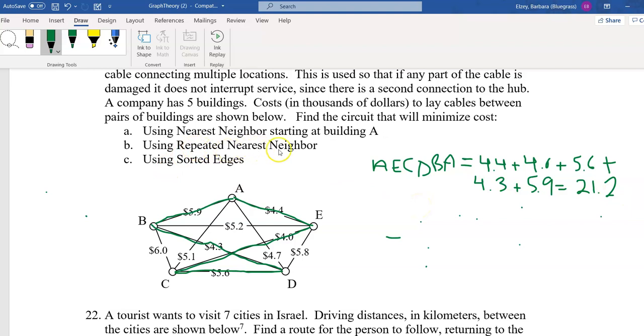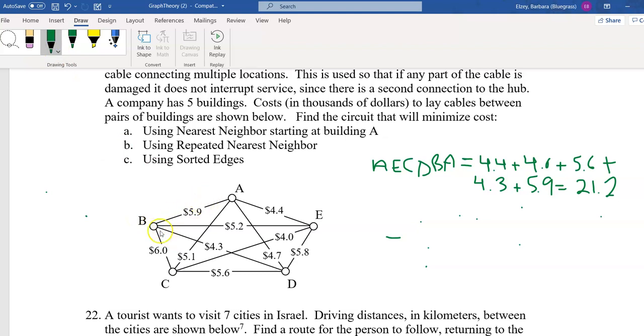Now though, we're going to do repeated nearest neighbor, which means that we are going to choose a different starting point, and we're going to do it for every single vertex that we have. I'm going to erase what I've got. So I've got what the circuit would be like with A as the first vertex. Now I'm going to choose B as my first vertex and do nearest neighbor.